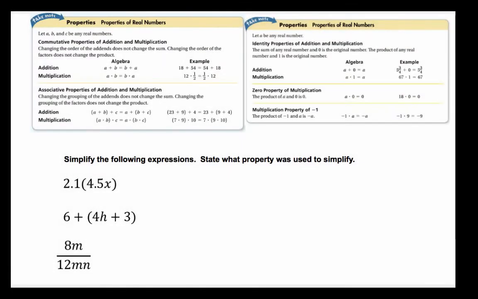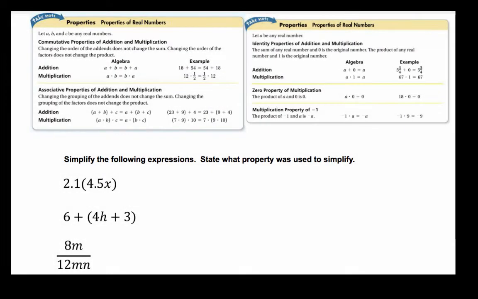Again, the associative property of addition and multiplication says changing the grouping of the addends does not change the sum. Changing the grouping of the factors does not change the product. What this means is if you're going to group items together for addition or multiplication, you can group whatever items together that you'd like. So the addition example is the quantity a plus b plus c equals a plus the quantity b plus c. And it works the same way with multiplication. And you can see a few examples there. If you calculate the left side of those equations and the right side, you're going to get the same values on the left and the right.